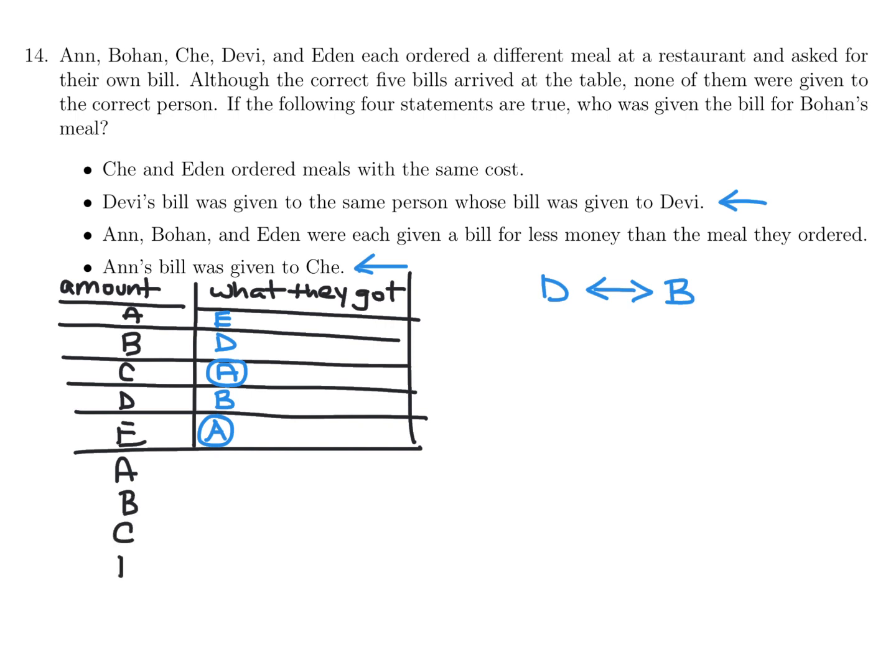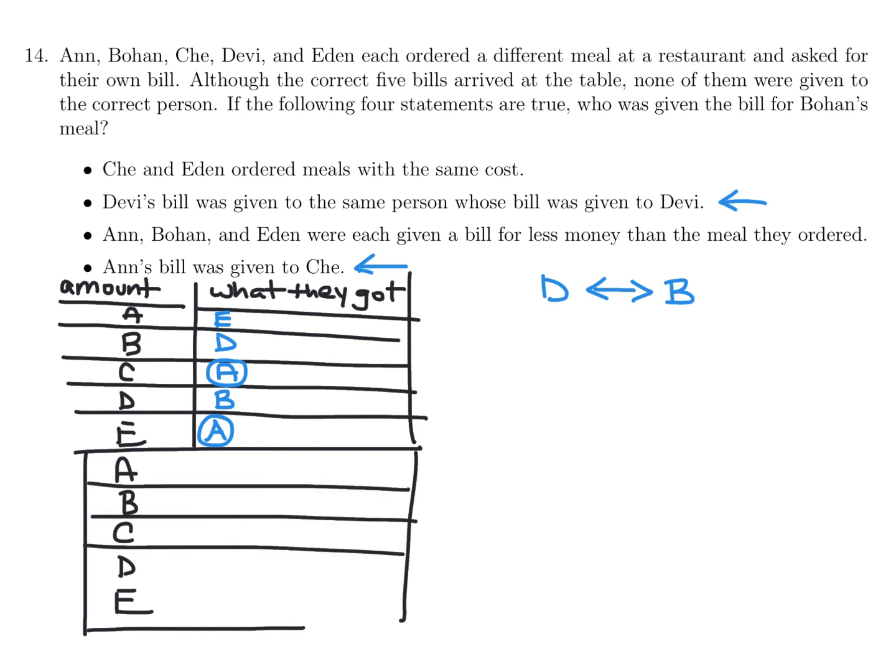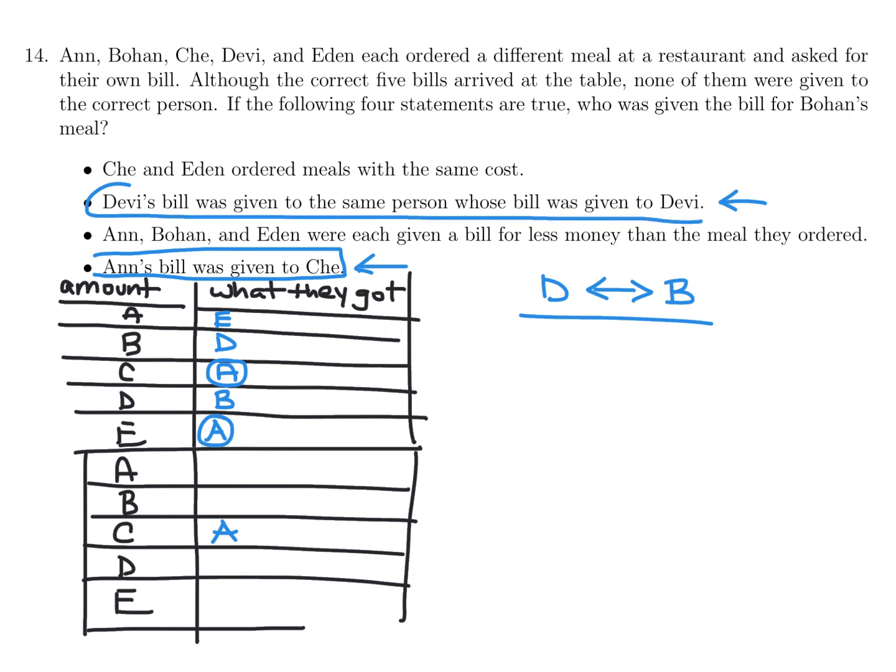So let's try again here. We're doing the same thing, but this time we're going to try a different assignment. Because the only thing we know is that C is given A. Anne's bill is given to Shay. That's the only thing we know. So Shay gets A. Now let's go back to this point right here. Devi is given somebody's bill, like it is exchanged. So we can't put A because A has already been assigned to C. We tried B, that failed.